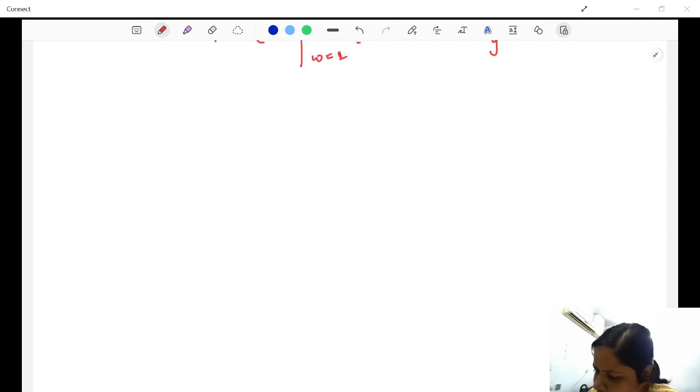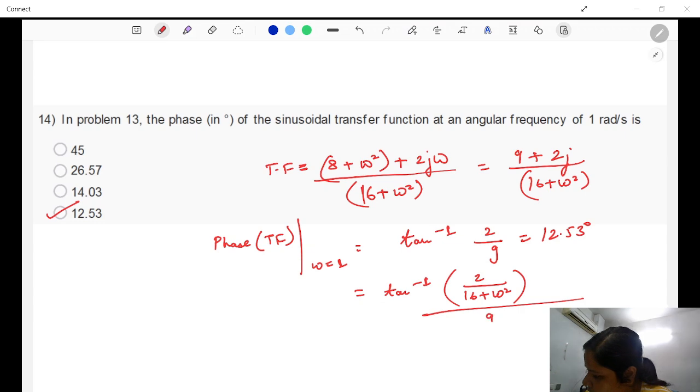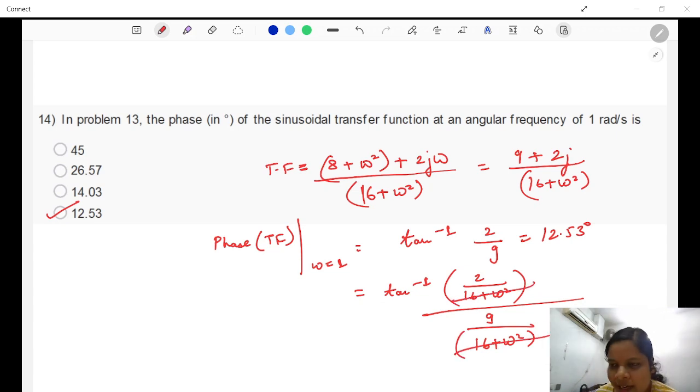What about the denominator? Denominator, yeah. See now, what would happen here is tan inverse 2 upon 16 plus omega square, upon 9 upon 16 plus omega square, right? So this would eventually cancel, and you'll have tan inverse 2 upon 9 only. Yes, okay, understood.